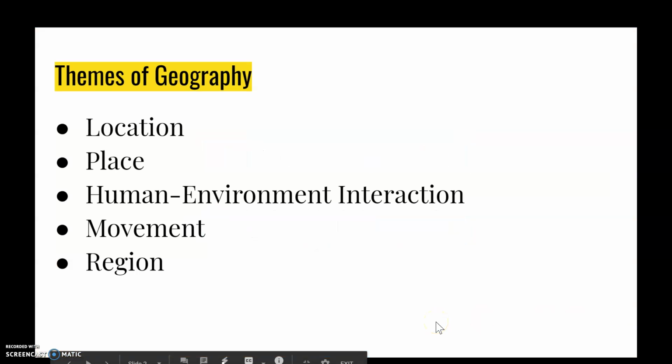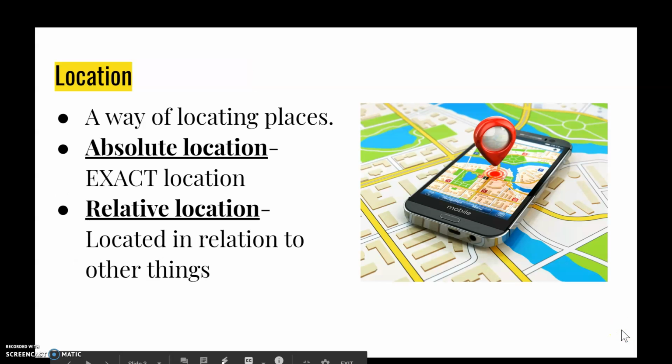All right, so there are 5 themes of geography, and we will get into each and every one of these with examples. So the first one is location, place, human environment interaction, movement, and region. So the first one is location. Location is a way of locating things. So there's 2 different versions of location that you're going to need to know about.